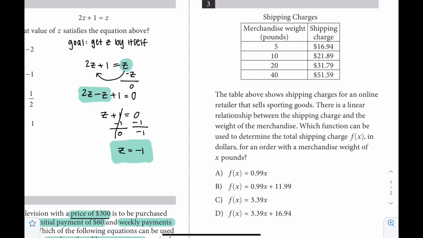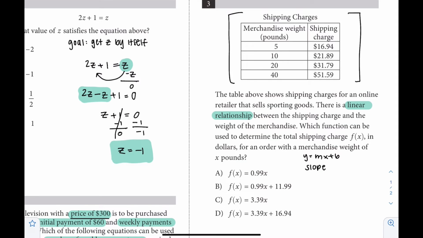Okay, so here we're given a graph and we have some reading to do. So let's take our time and just look at the data that we're given. We have a chart here giving us merchandise weight in pounds and shipping charge in a nice little table. And the problem states that the table above shows shipping charges for an online retailer that sells sporting goods. There is a linear relationship. I'm going to highlight linear relationship. Anytime you see linear relationship, automatically think y equals mx plus b and slope.